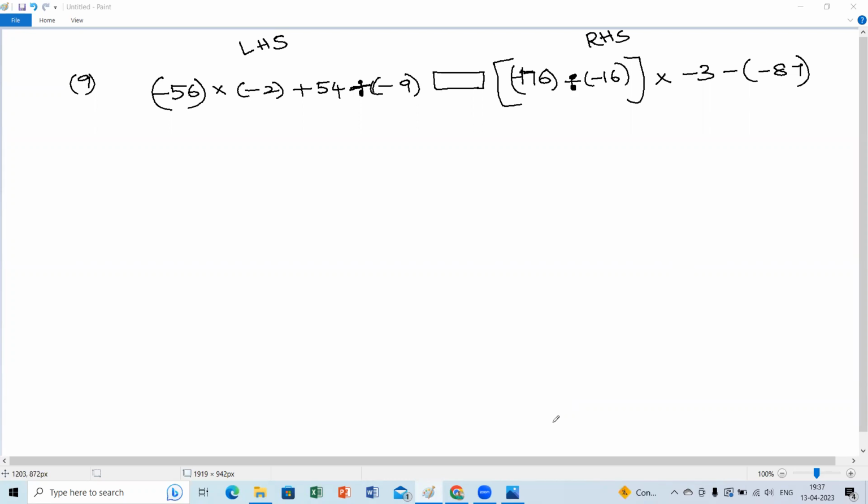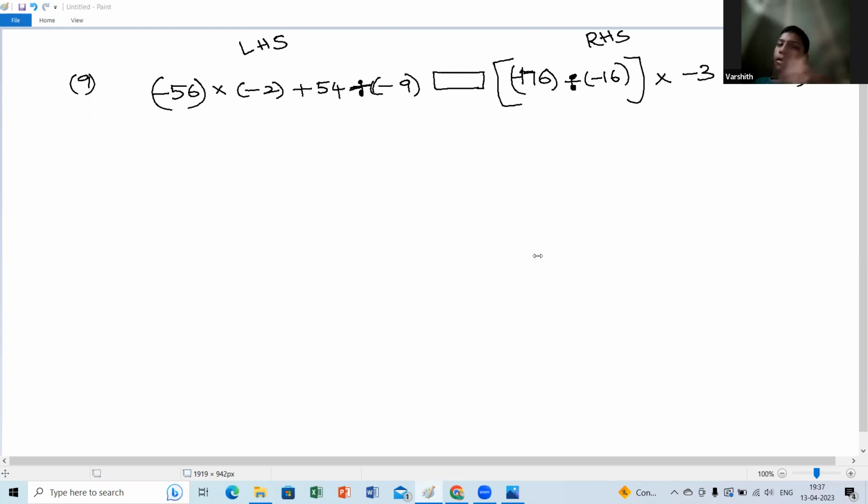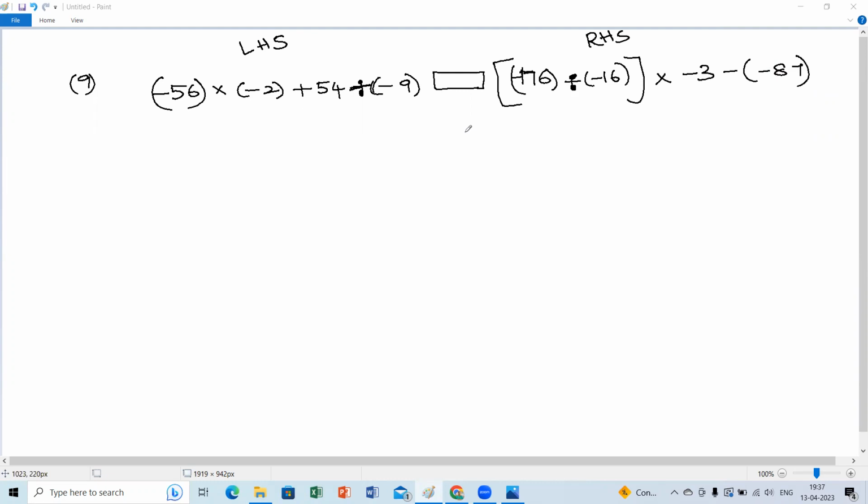Yes, I got two answers. Leshita: left side 106, right side 54. And Krithvik: left side 118 and right side 54. Maybe the right side matched for both of you, but on the left side I'm not sure who is correct, Leshita or Krithvik. What about Varshit? What is the left side value you got? Ma'am, I just marked the numbers wrong, so I'm doing it again. Okay.